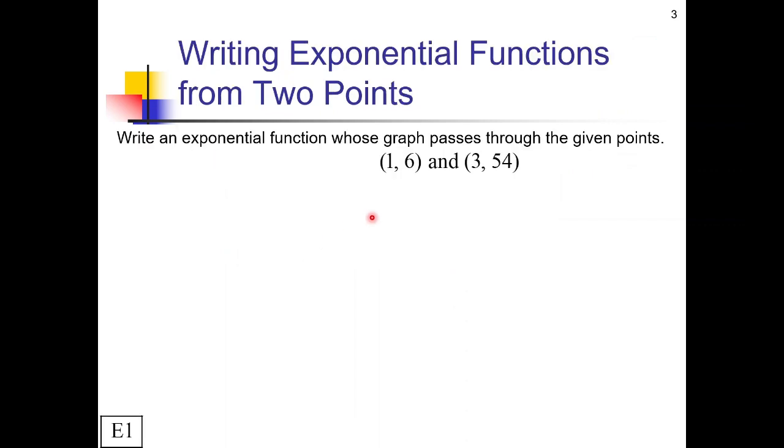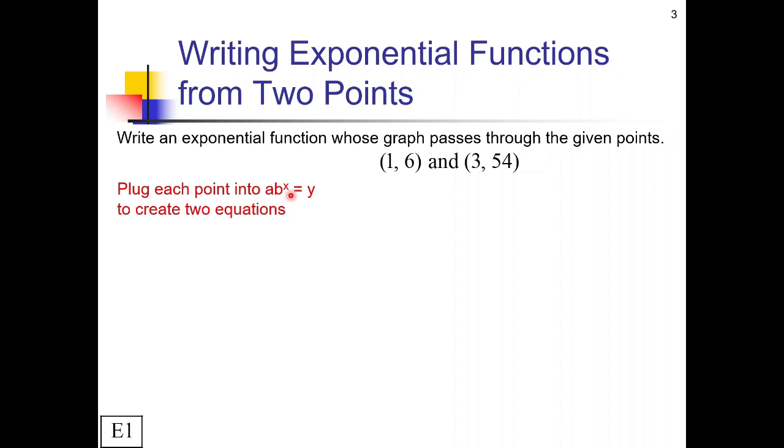For our first question, we're going to be writing an exponential function that goes through these two given points. Now, it is important that they're spelling out that this is an exponential function, because otherwise this could be any type of function, including a linear function if you just have 2 points. So once we know it's exponential, we're going to start this off by writing a couple equations. And to do this, we're going to use ab to the x equals y, the standard exponential form.